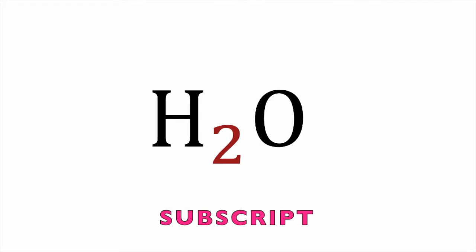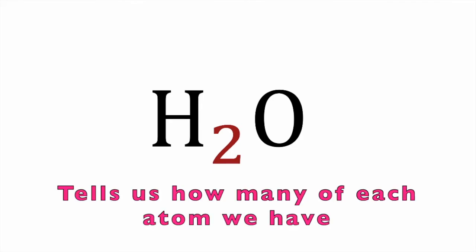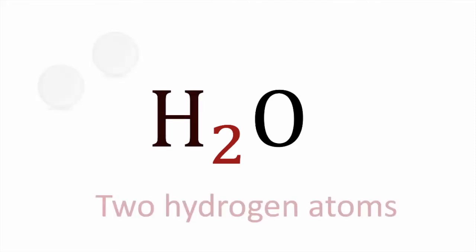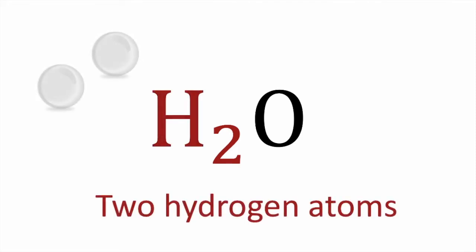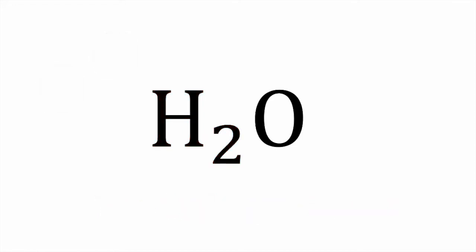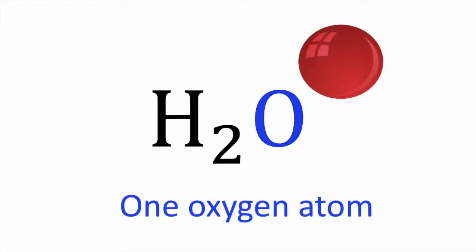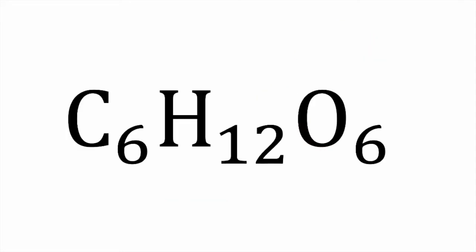The number, which we call a subscript, tells us how many of each atom we have. The subscript 2 on this water molecule tells us that there are 2 hydrogen atoms in this compound. Oxygen does not have a subscript. If there's no subscript, it means there's only one atom of that element in the molecule, so each water molecule has only one oxygen. Here's another example.